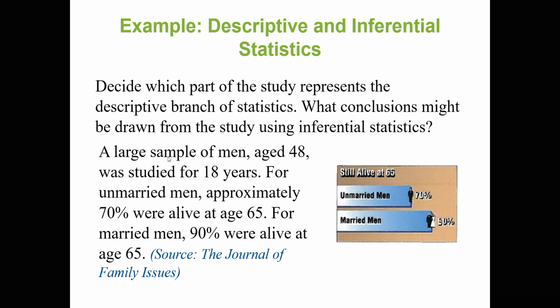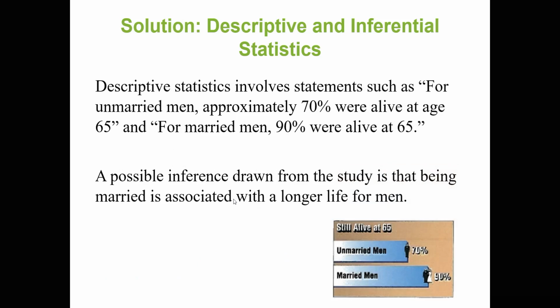Okay, a large sample. Here you've already been told you are dealing with a sample. That's very important. A large sample of men aged 48 was studied for 18 years. For unmarried men, approximately 70% were alive at age 65. For married men, 90% were alive, and so on. So you are dealing with descriptive statistics. It involves statements such as for unmarried men, this. So you've taken a sample and you've computed some things. So you are dealing with descriptive.